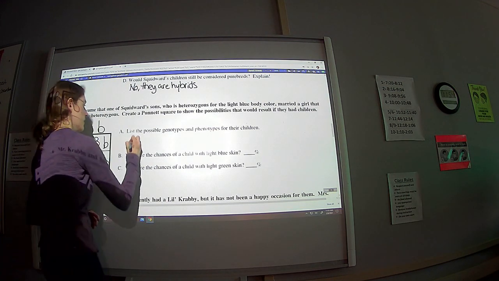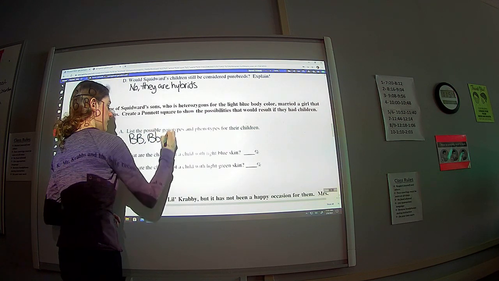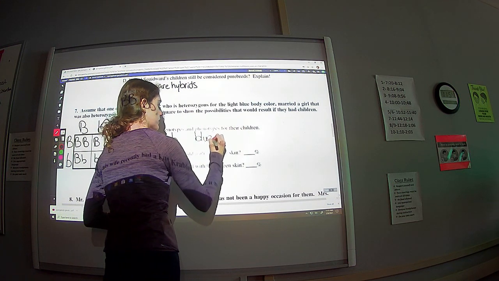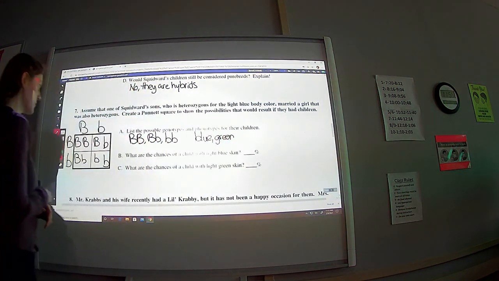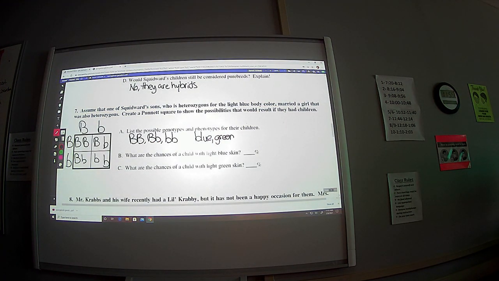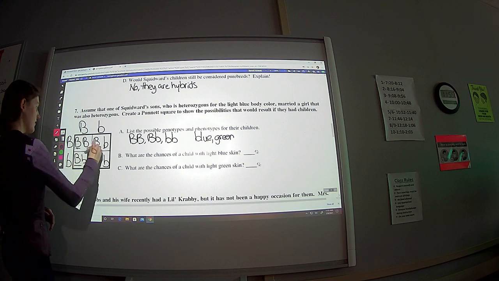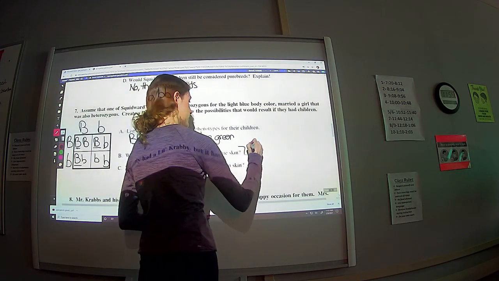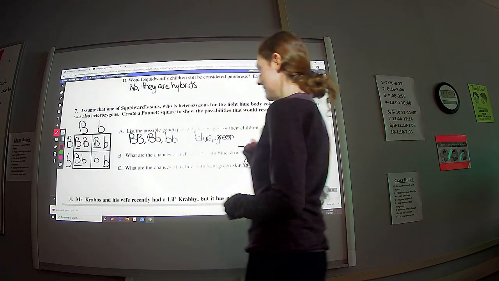Possible phenotypes, we have homozygous dominant, heterozygous, and homozygous recessive, and we have blue and green potential colors. What are the chances of a light blue skinned baby? So you need to have a capital letter. So look for all your boxes that have capital letters. I have 3, so that's going to give me a 75% chance of blue, making the other 25% green.